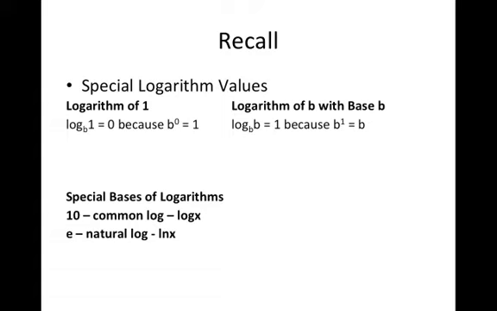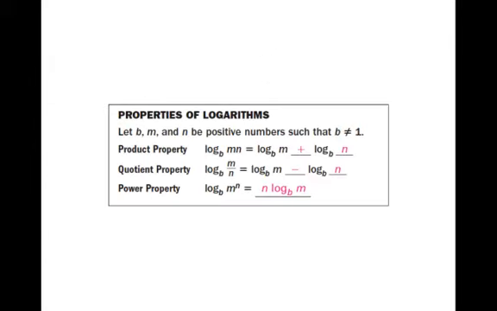Recall that there are special logarithmic values. Anytime you've got the log base b of 1, that's going to equal 0 because b to the 0 equals 1. When you have the log base b of b, that equals 1 because b to the first power is b. The special bases of logarithms are 10 and e. A base 10 logarithm is a common log and is written just log of x. And e is the base of the natural log, and is written ln x, but is read natural log of x.